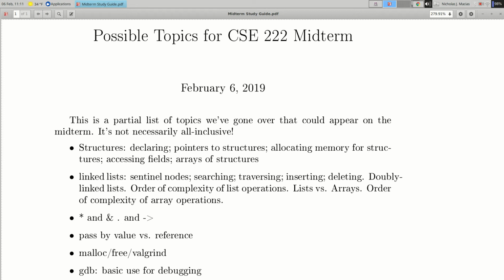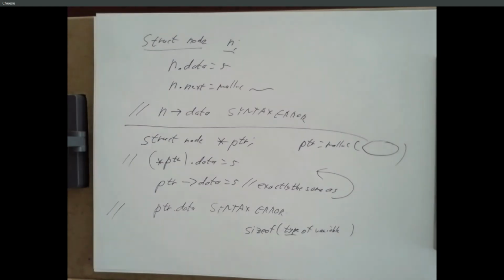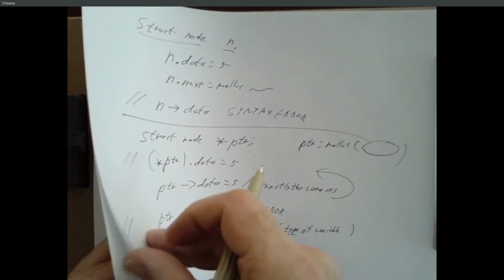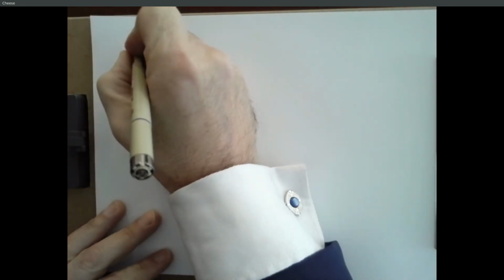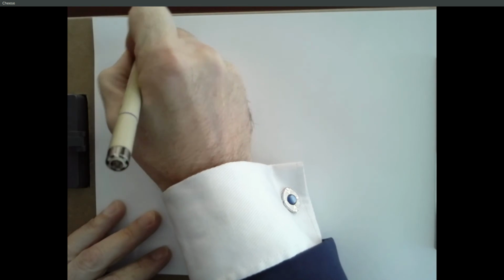All right, star and ampersand and arrow. So you know these concepts, but if they're going to confuse you in the heat of battle, put some notes down on your note sheet. So here's the way I think of it. If I say variable, I'm asking for the value of that variable.